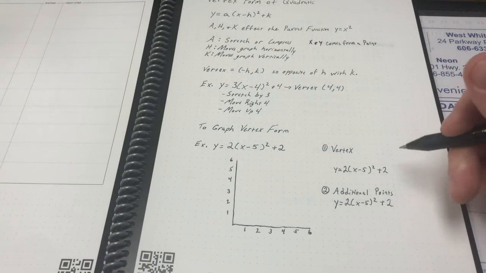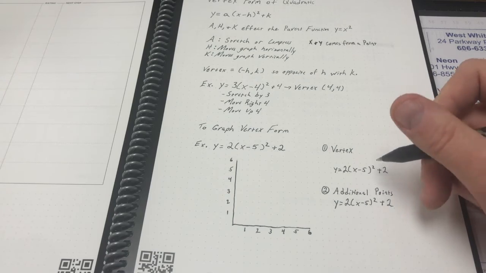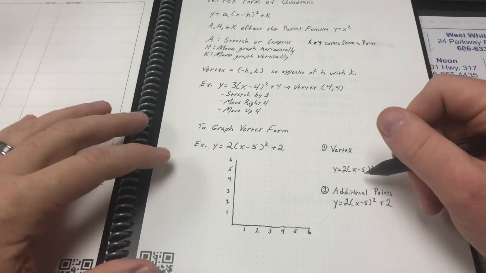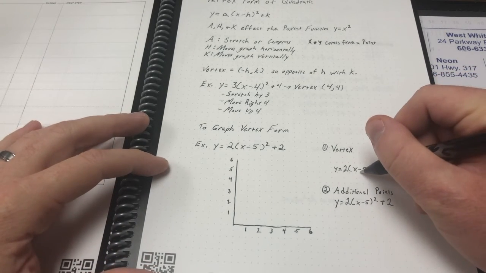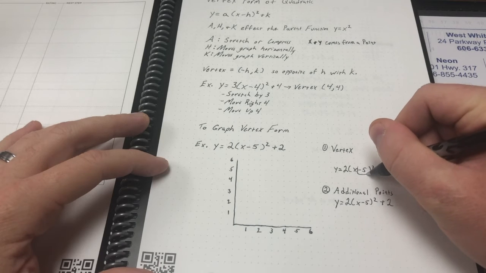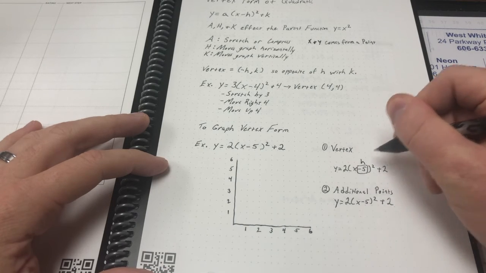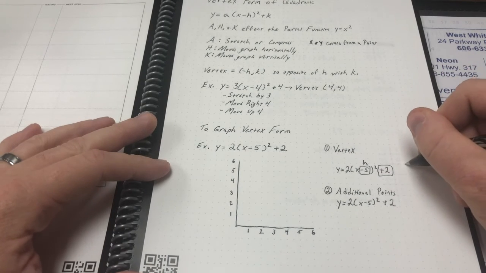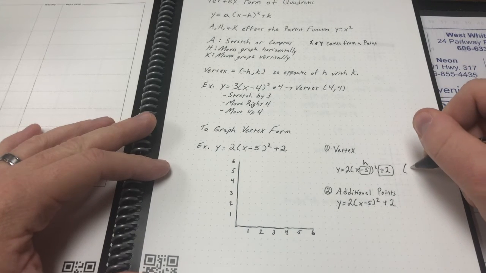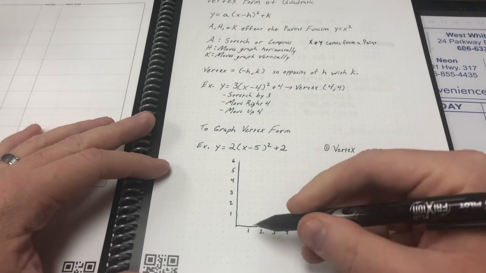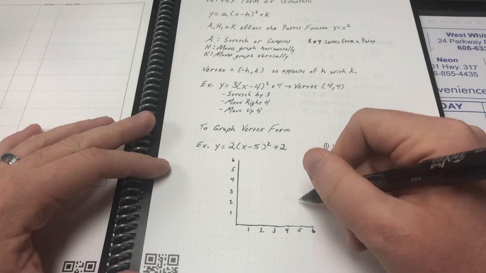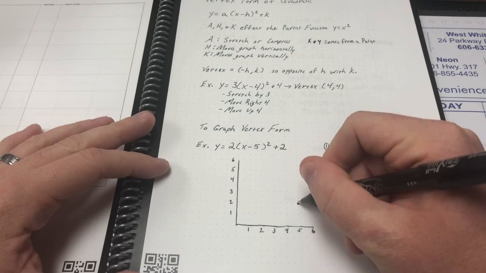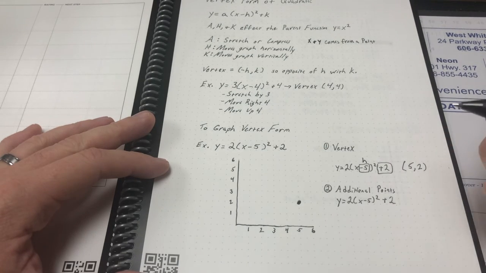First thing that you need to do is find your vertex. So for the vertex, you would take the opposite of -5. That's going to be your h. This right here is going to be your k. So my vertex is going to be at 5, 2. So I would come over to 5, come up to 2, and graph the vertex.